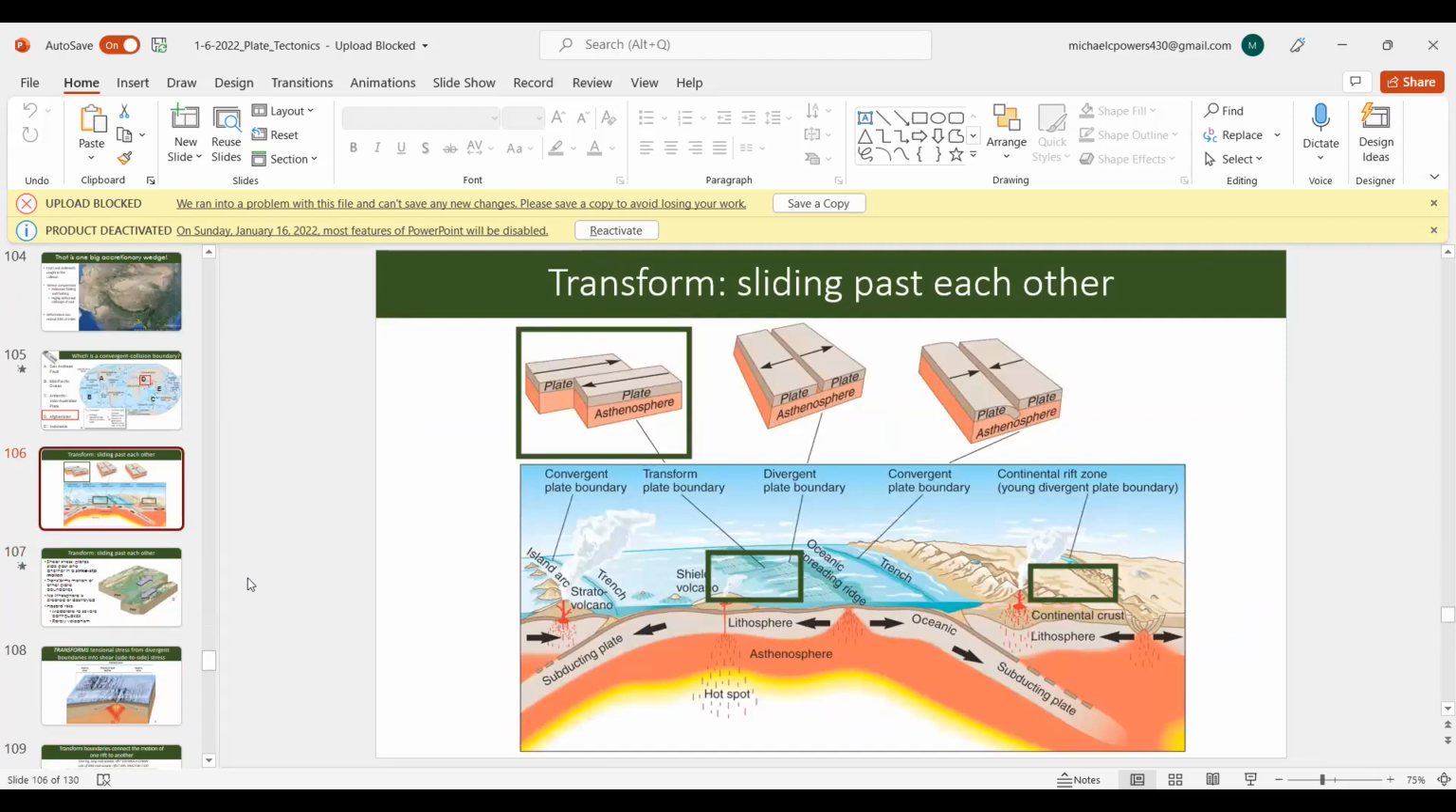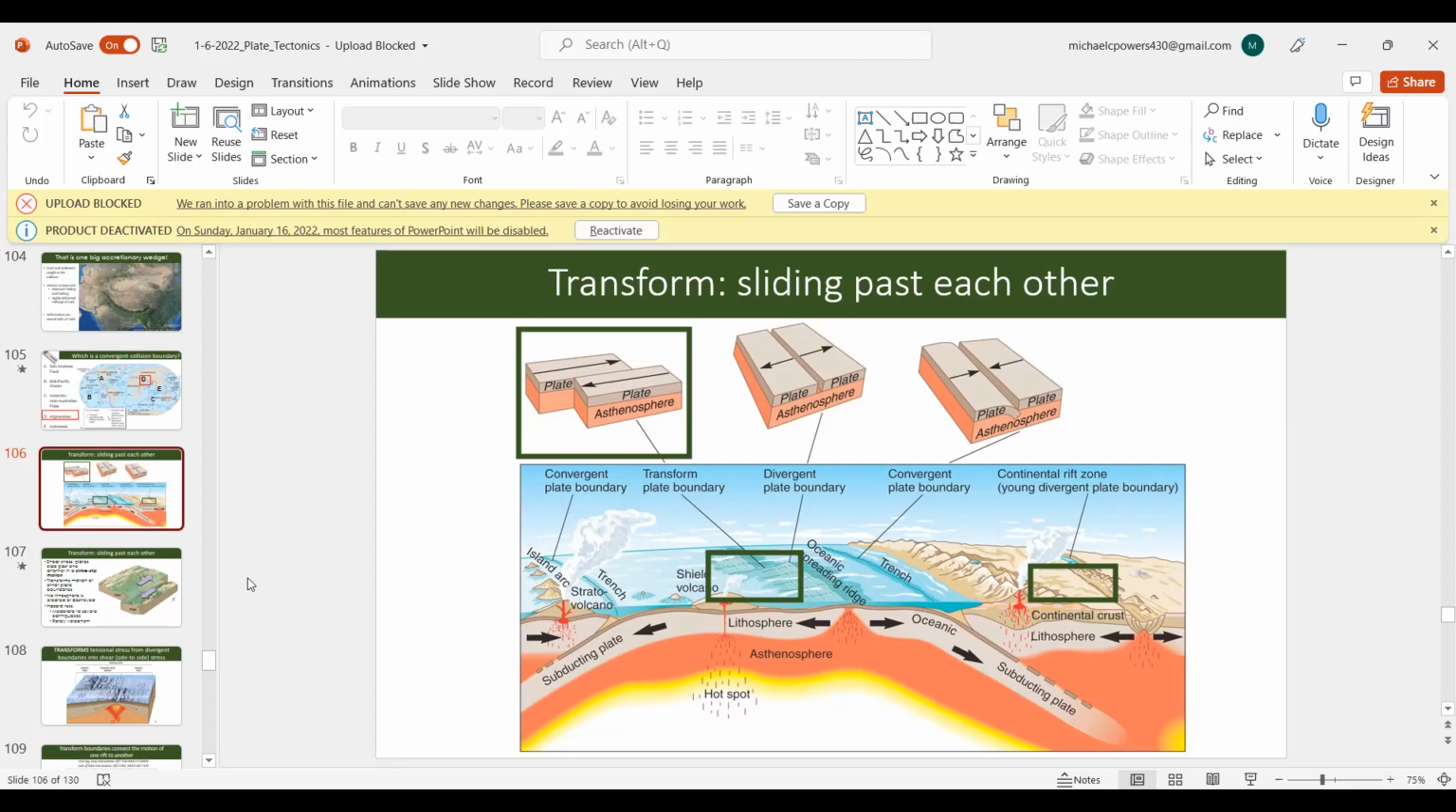Transform plate boundaries just means they're sliding past each other. You're going to get some pretty severe earthquakes. Usually, you get a lot more frequent, smaller earthquakes, but you can get magnitude 6 or above. Not the strongest earthquakes on Earth, but still pretty severe and still pretty hazardous. Because they're sliding past each other, you're not going to get a lot of volcanism. There's not enough destabilization on the Earth's crust to bring up any fresh magma.